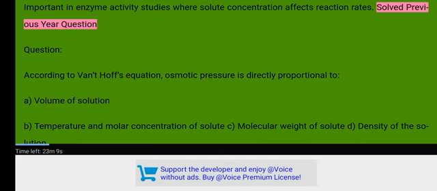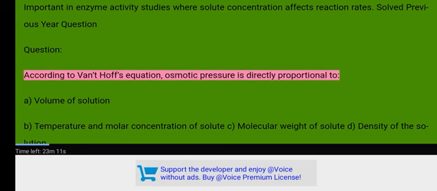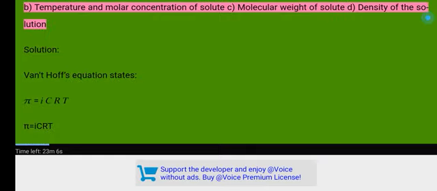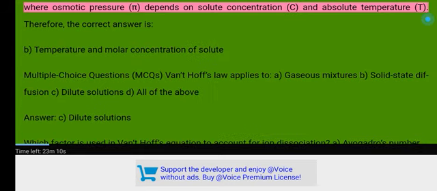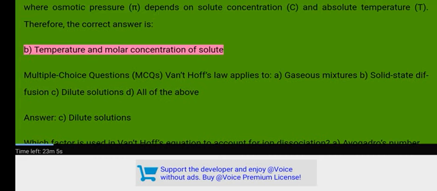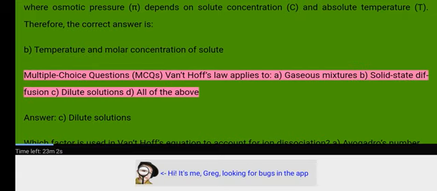Solved previous year question. Question: According to Van Hoff's equation, osmotic pressure is directly proportional to: A, volume of solution; B, temperature and molar concentration of solute; C, molecular weight of solute; D, density of solution. Solution: Van Hoff's equation states pi equals iCRT, where osmotic pressure pi depends on solute concentration C and absolute temperature T. Therefore, the correct answer is B, temperature and molar concentration of solute.